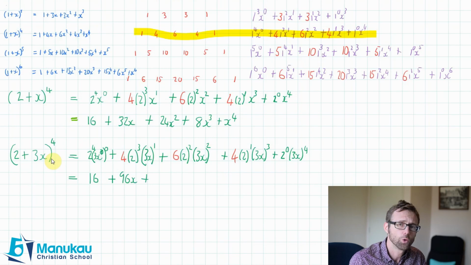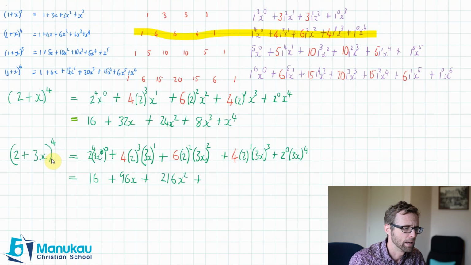6 times 2 squared. 2 squared is 4. 6 times 4 is 24, and then we're going to times 24 by 9 because 3x squared is 9. 3x all squared is 9x squared. So 24 times 9, and I'm getting to 16. Oh, I should have done that in my head, really. Never mind.